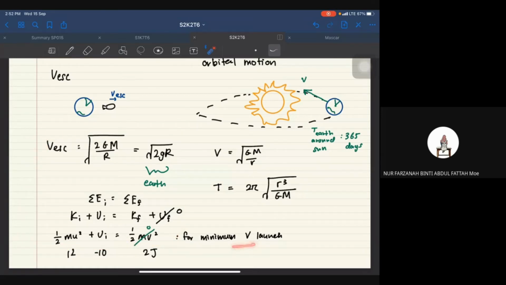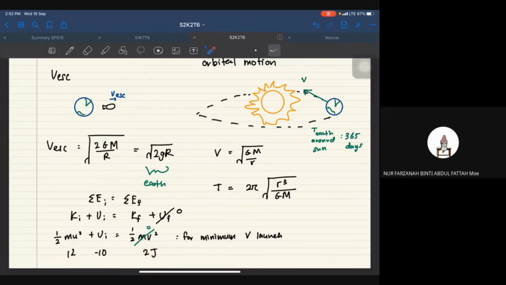Minimum V ataupun V escape, where they assume this one is 0, so you can straight away use this formula. Formula ni derive daripada sini, buat ni atas ni. Kalau dia lebih macam ni, inilah satu soalan dulu dia pernah tanya yang quite hard untuk student lah, tapi tak ada masalah pun. Dia kata cari V launch, cari velocity kat sini bila dia ada kinetic energy.